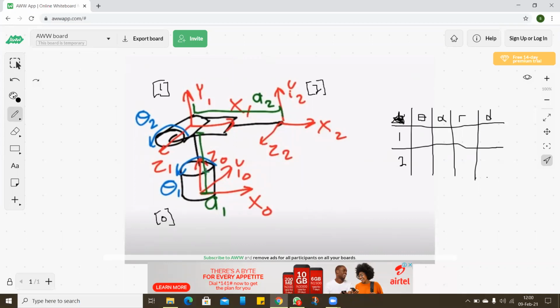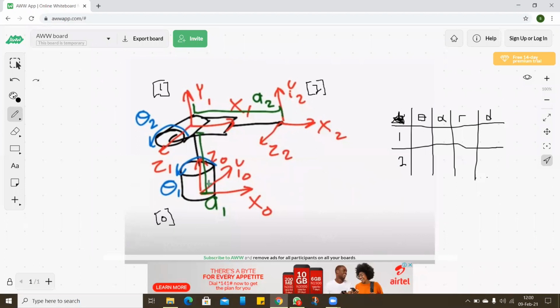I think 90 degrees. 90 degrees anti-clockwise. That is opposite 90. Am I correct? No. You rotate about X. Wait, what axis exactly are we rotating? Because if it's Z1 to Z0, the Z0 axis. Forget about the similarities.